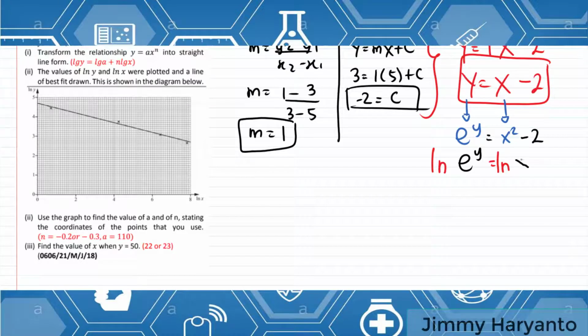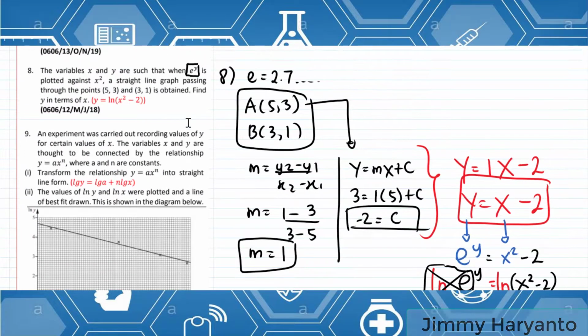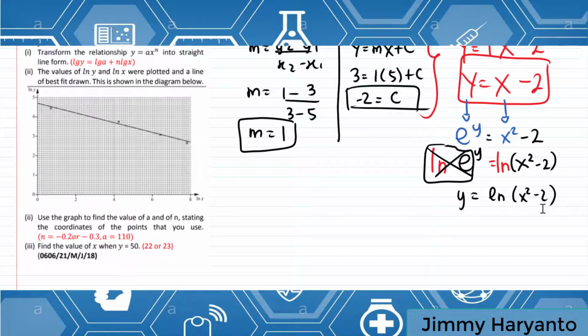E to the power of y and then ln in the bracket x squared minus 2. So when ln and e are on the same row, they will disappear, leaving y only. y equals ln of x squared minus 2, like that, guys. So is it correct? Yes, it is correct.